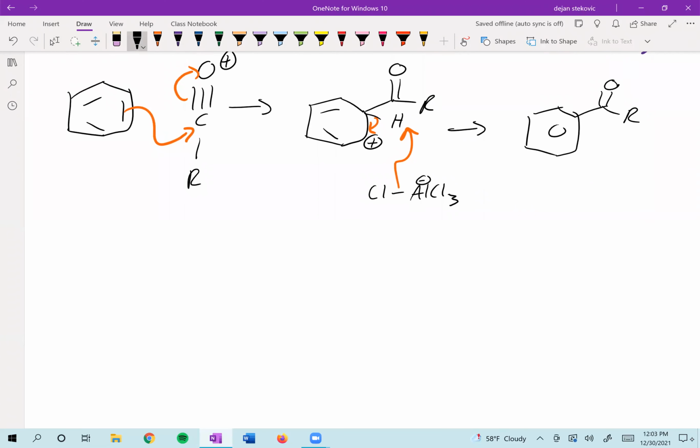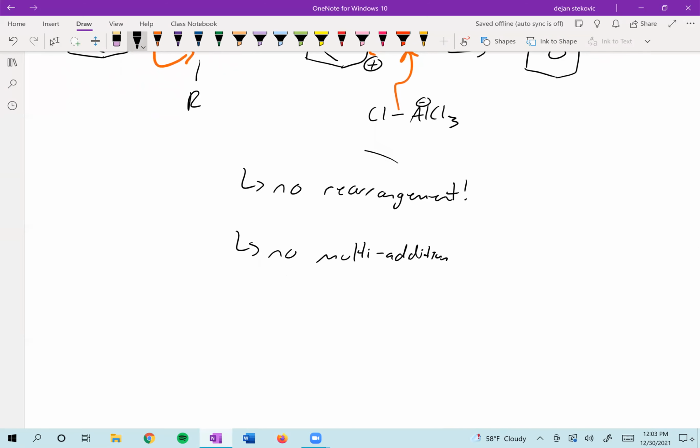So why is this kind of better than the Friedel-Crafts alkylation? For a number of reasons. One, there's no rearrangement. And that's the major weakness of the Friedel-Crafts alkylation, right? We don't have to worry about any rearrangement here. So that's really good. There's no multi-addition, because the acyl group is a deactivating group. But again, that's not the big deal. The real big deal is that there's no rearrangements here.